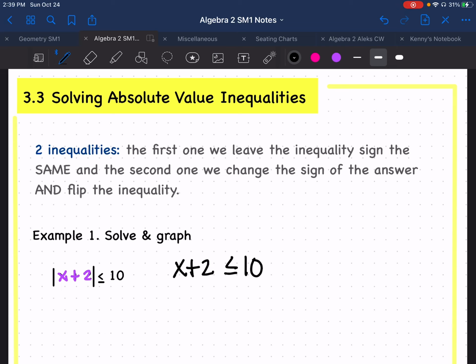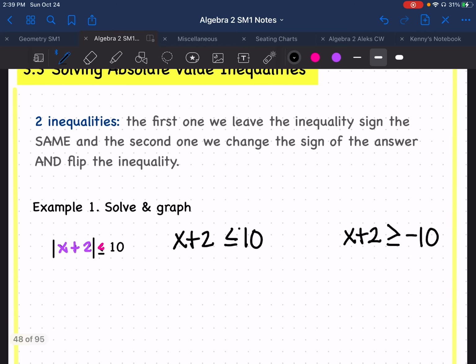For our second equation, we're going to take the purple part, x plus 2. We're going to flip the sign over. Remember, if it has the bar or equal to bar underneath, it keeps it. It's just the sign on the top. It's just this guy right here that will flip. And then we're going to do -10 like we did in the equations. All right, let's go ahead and solve these.